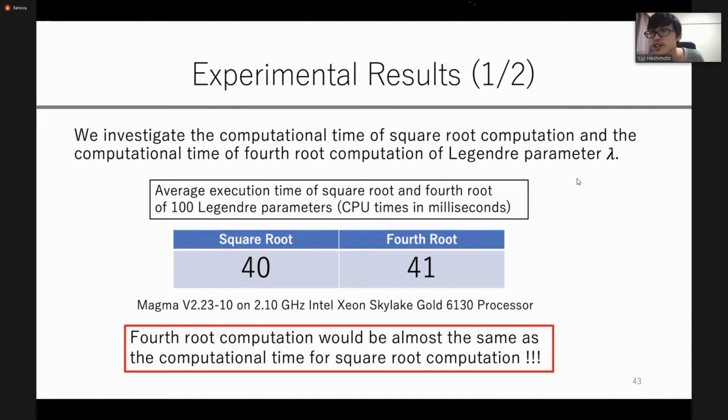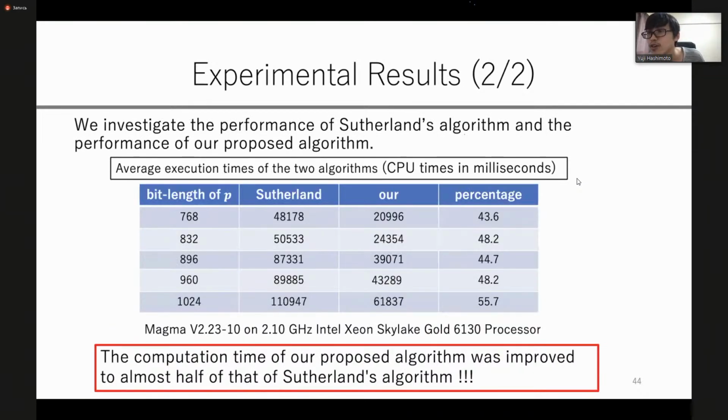We investigate the computational time of square root computation and the computational time of fourth root computation of Legendre parameter lambda. Fourth root computation would be almost the same as the computational time for square root computation. We also investigate the performance of Sutherland algorithm and the performance of our proposed algorithm. The computational time of our algorithms was improved to almost half of that of Sutherland algorithm.